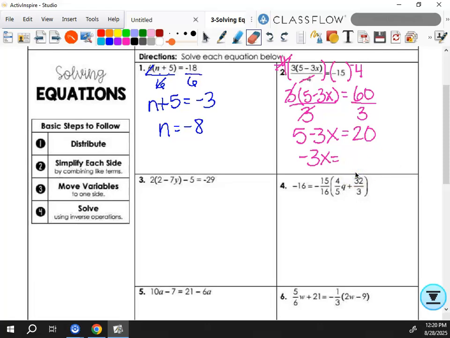-3x = positive 15. I don't know where I got -15. And then when I divide, x is equal to -5. Thank you.